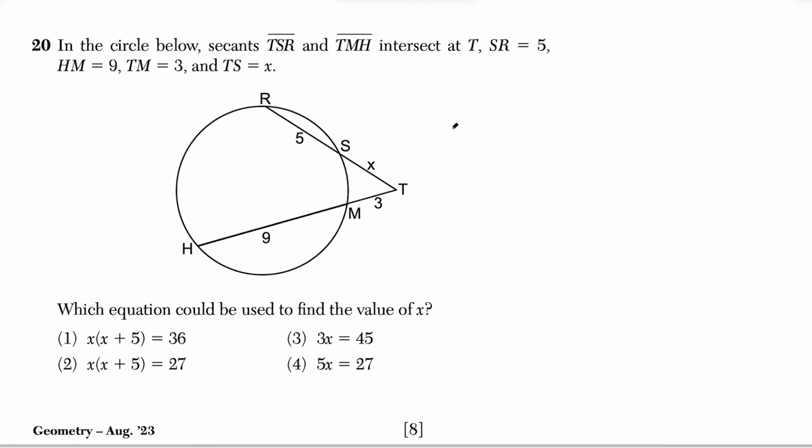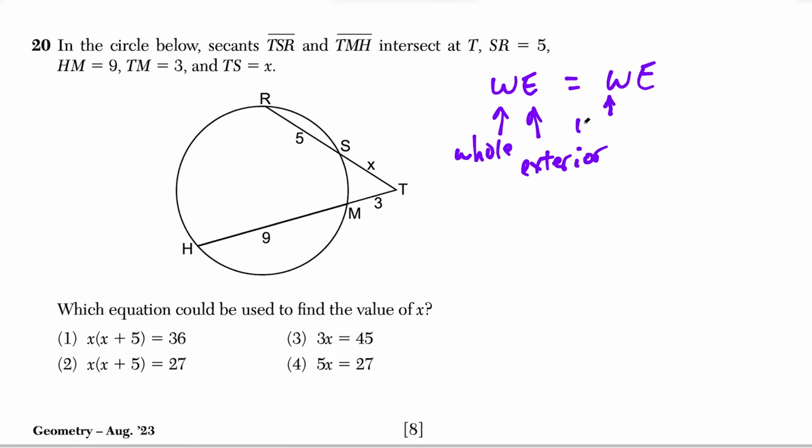For question 20, we could use the wee-wee rule. So we could use the wee-wee rule anytime we have intersecting secants and we want to find the length of one of the segments. So we have all this information here transferred to the diagram, and we want to know which equation could be used to find the value of x. So the way the wee-wee rule works is we look at each secant as either the whole segment here like this, or the exterior, which is the piece of the secant that is outside the circle.